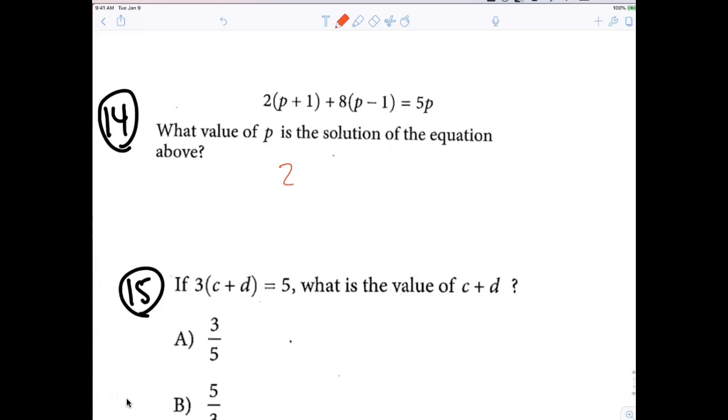So first, you have to do 2 times p, which is 2p. That's right. And you have to do 2 times 1, which is 2. And then you do 8 times p, which is 8p. Good. Then you do 8 times negative 1, which is negative 8. That is very good. All right, now what's the next step?